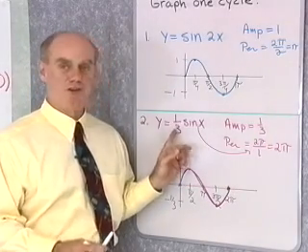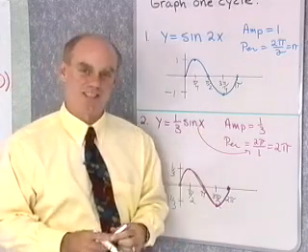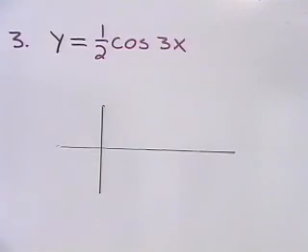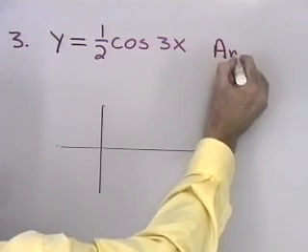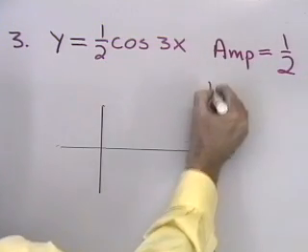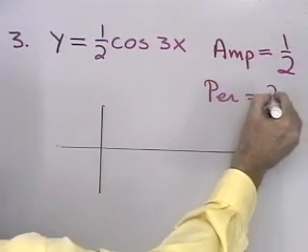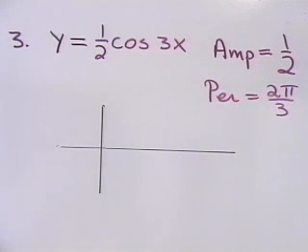So this coefficient right here changes the amplitude. This coefficient over here changes the period. Here's our next example. This time I have a cosine curve. My coefficient a is 1/2, so I'm going to have an amplitude of the absolute value of 1/2, which is 1/2, and I'll have a period of 2 pi divided by 3. So 2 pi over 3 for the period.